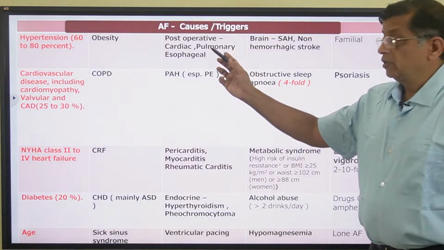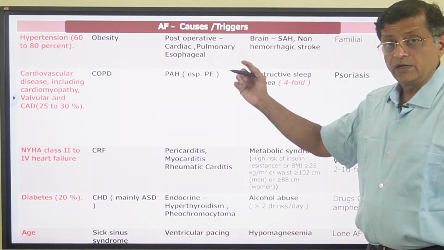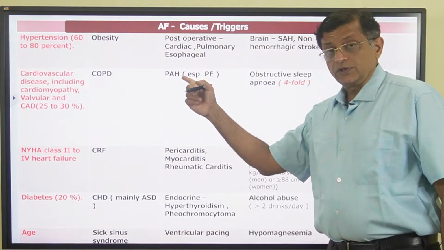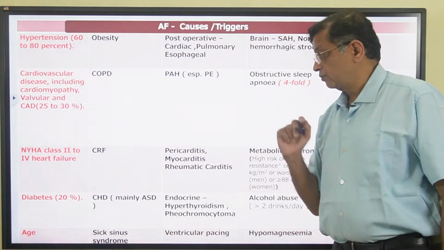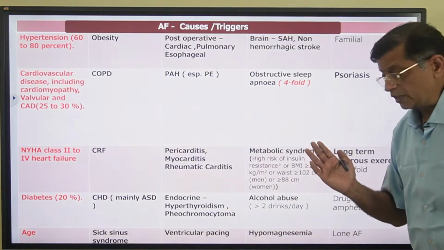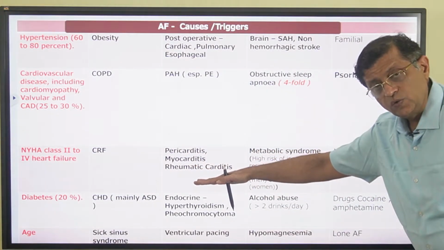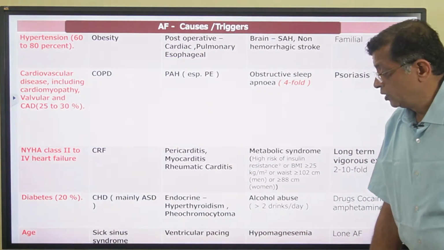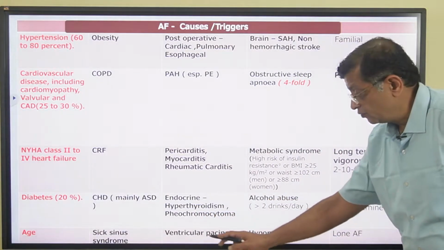Post-operative atrial fibrillation: cardiac, pulmonary or esophageal surgery may result in atrial fibrillation. Pulmonary arterial hypertension, especially due to pulmonary embolism, is an important risk factor for atrial fibrillation. Any inflammation of the atria, pericarditis, myocarditis, rheumatic carditis, may cause atrial fibrillation. 2 important endocrine causes are hyperthyroidism and pheochromocytoma.